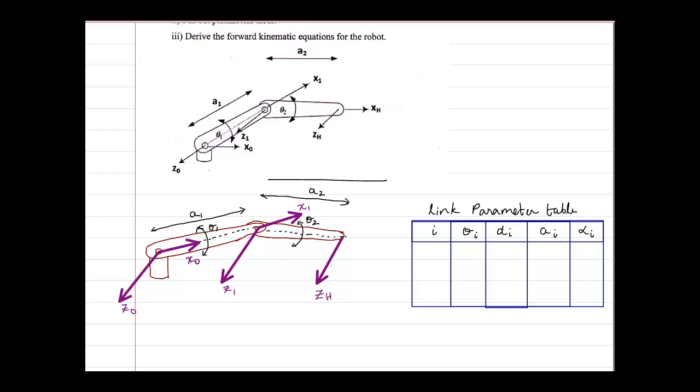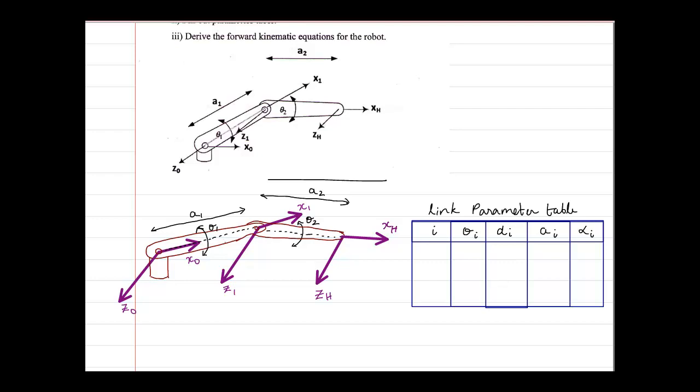Similarly, z1 and zh are parallel to each other. So again, the x-axis should be in the direction of the common normal connecting them, and the common normal connecting them is already drawn. So this is going to be my xh. Why did I draw it? Because the dotted line is the common normal between z1 and zh, and here the common normal between z0 and z1 was this dotted line. Okay, so now the frame is completed.